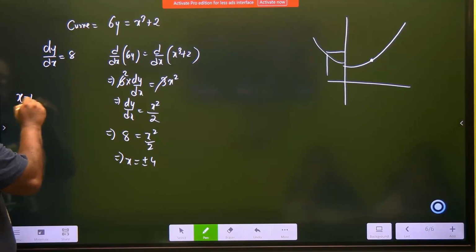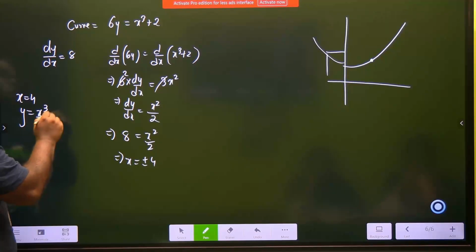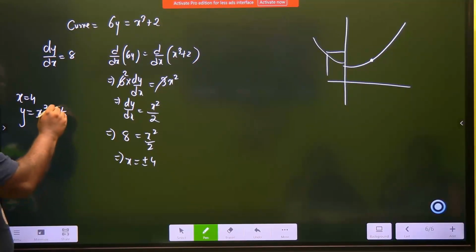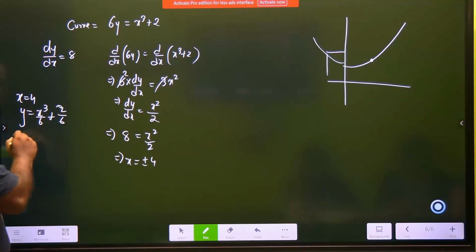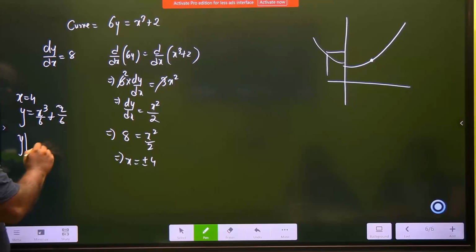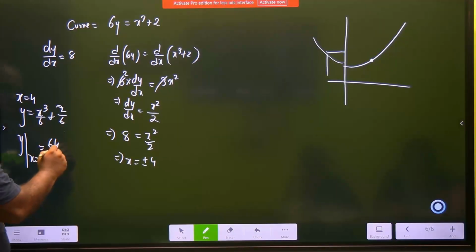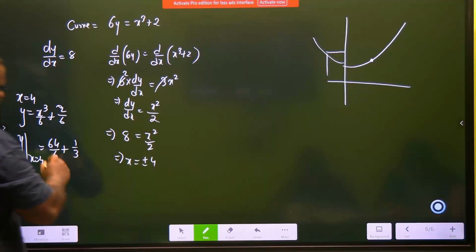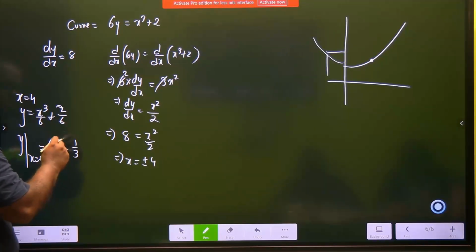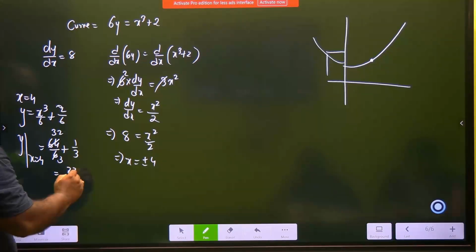When x is equal to 4, what is the value of y? The value of y is x cube by 6 plus 2 by 6. Here you have to enter x cube by 6 plus 2 by 6. So how much is the value of y at x equal to 4? 4 cube is 64. 64 by 6 plus 1 by 3. 2 3s are 6, 2 2s are 4. So this is 33 by 3, which is equal to 11.